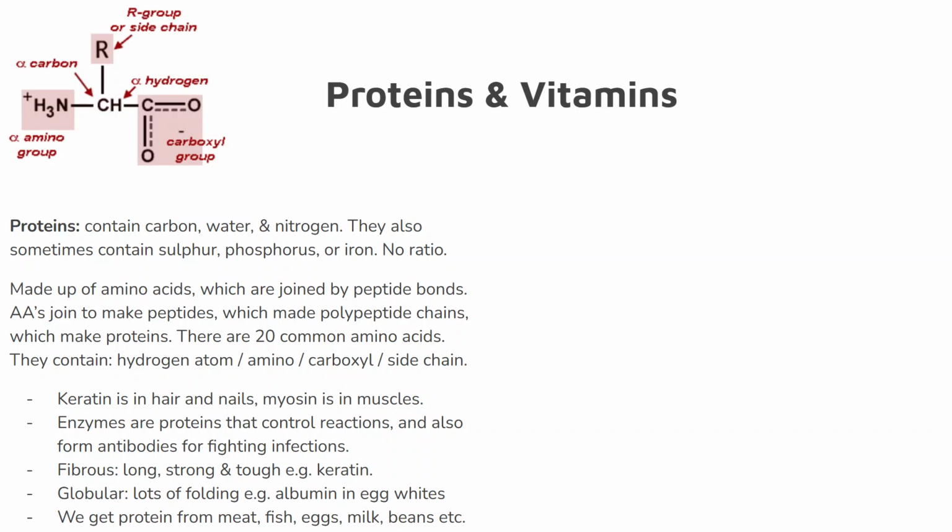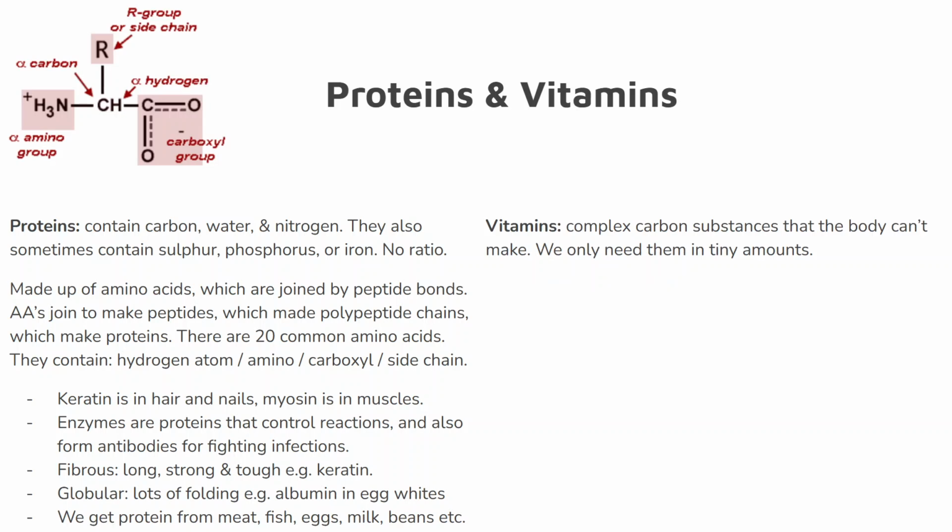This is how an amino acid looks. It has your carbon in the middle with your hydrogen atom. Then it has an amino group on the left, your carboxyl group on the right, and your side chain on the top.